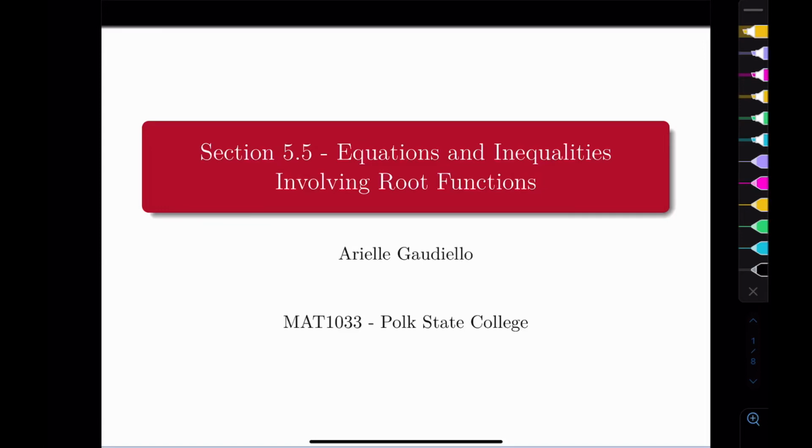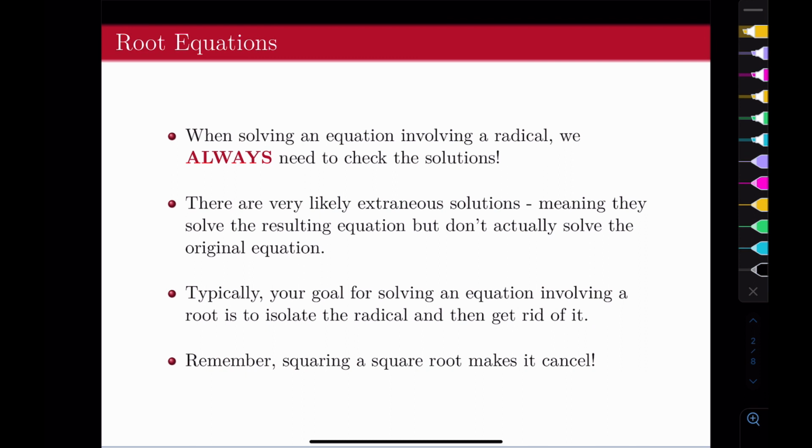So just like our prior sections, we've got a better handle on these root functions. Now we want to talk about equations and inequalities involving them. So really, we're just going to jump into it with each of these.